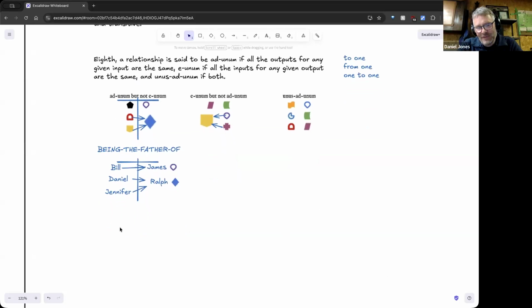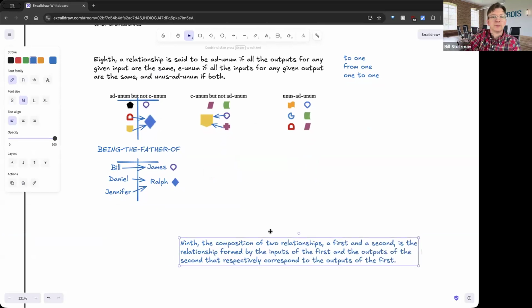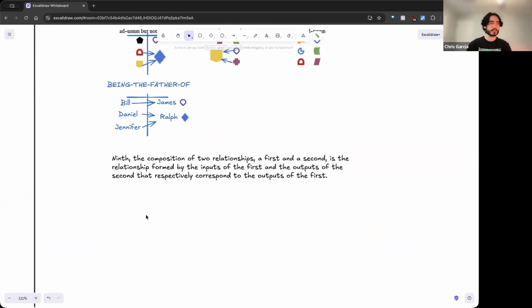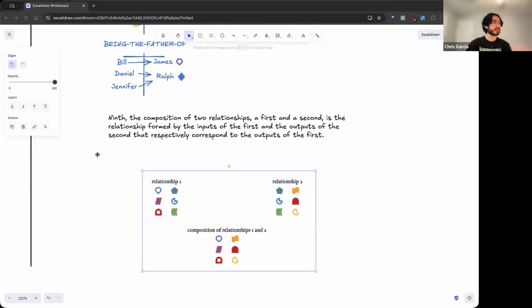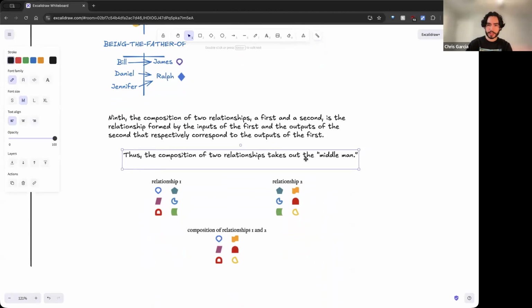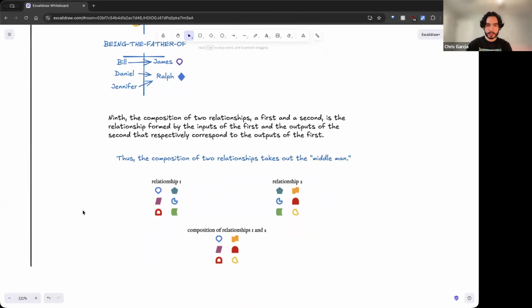All right. Ninth, the composition of two relationships, a first and a second, is the relationship formed by the inputs of the first and the outputs of the second that respectively correspond to the outputs of the first. Okay. I'm going to pull the example for this, which very succinctly puts it as taking out the middleman, so to speak.